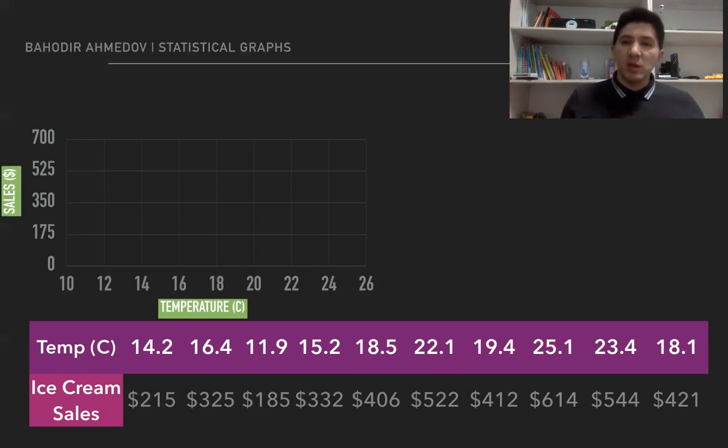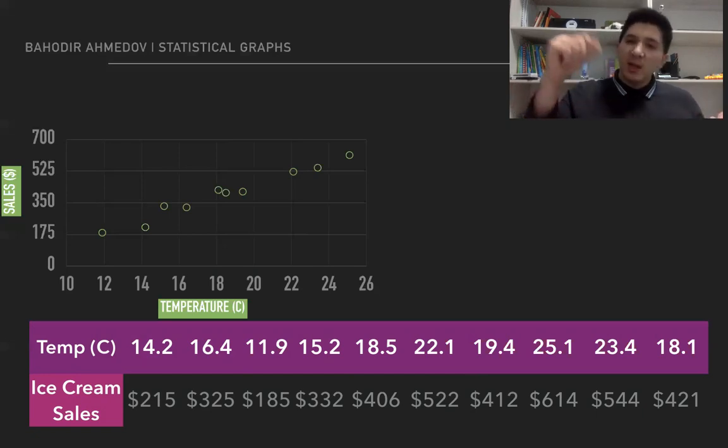So I would like to go to my table, one column by one column. Let's go to the first column, for example. In the first column, 14.2 and 215 mean the coordinates of a point. So I would like to put a point which corresponds to 14.2 on the x-axis and 215 on the y-axis. Then we are going to put another point which corresponds to 16.4 on the x-axis and 325 on the y-axis, and so on.